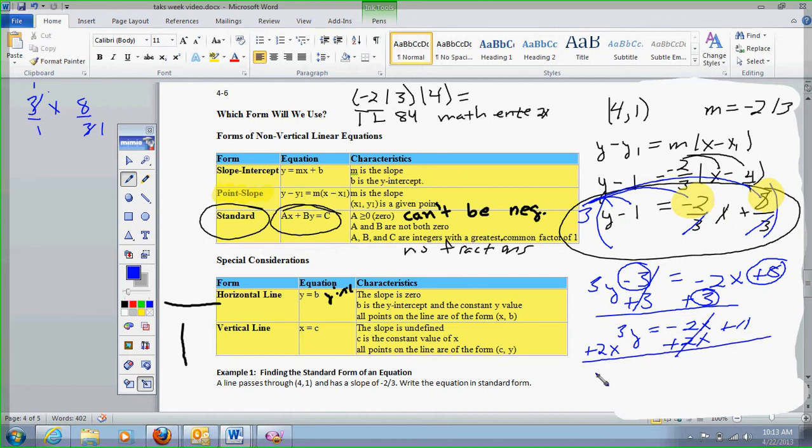This cancels, bring everything else back down. 2x, and I want that first because I have x's first over here. Plus, and it's plus because the 3y is positive. 3y equals 11, and I'm done.